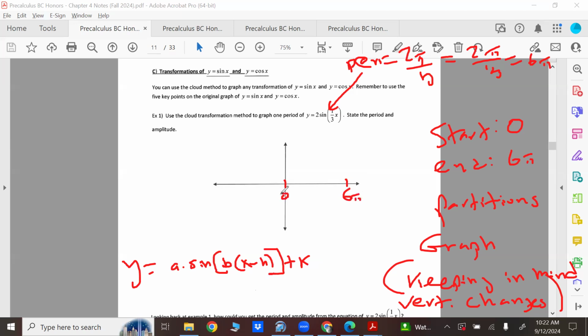Now let's partition. 3 partitions equally spaced. What's halfway between them? 3 pi. It's a little tricky with the fractions. Yeah, you guys know. I'm going to sneak it in here. I don't like it, but whatever. Okay. Is there an amplitude change? Yeah, 2. Is there a vertical shift? Nope. All right, let's just plot it. So sine.